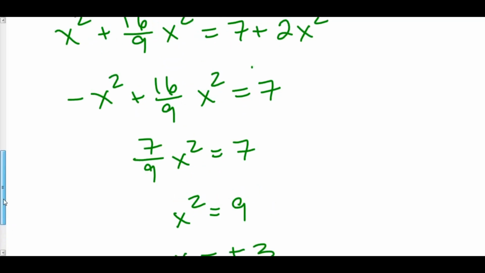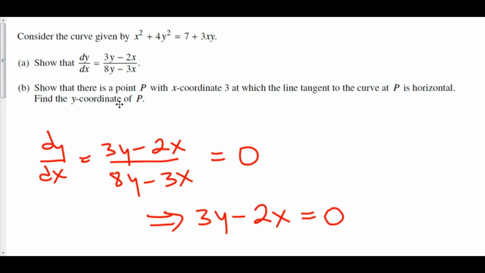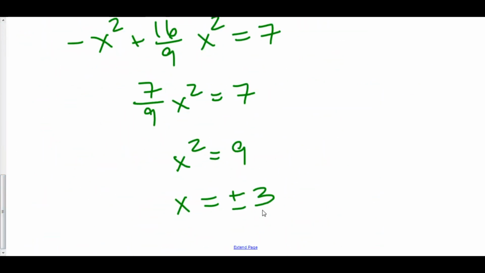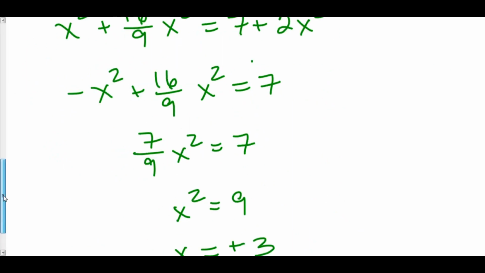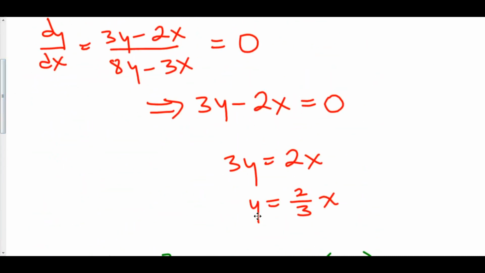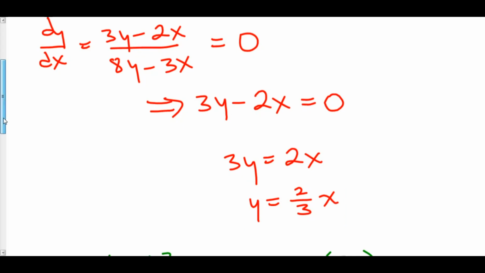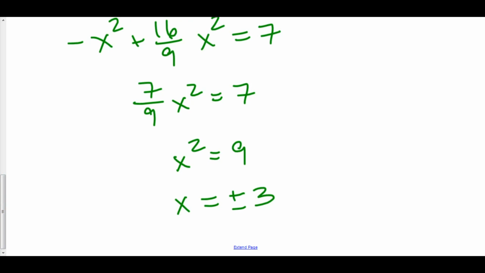Now, the next part of this says find the y-coordinate of P. We have already shown that there is an x-coordinate 3 where there is a horizontal tangent line. Boom, here's 3, we got it. But now we need the y value. Of course, we know that when we have a horizontal tangent line, y is equal to 2 over 3x. That was our condition. So we can just plug 3 back into x, and 2/3 of 3 is 2. Which means that there is a horizontal tangent line at 3, 2.